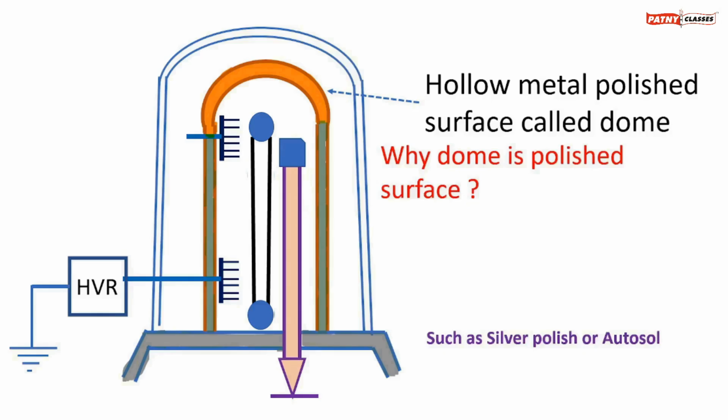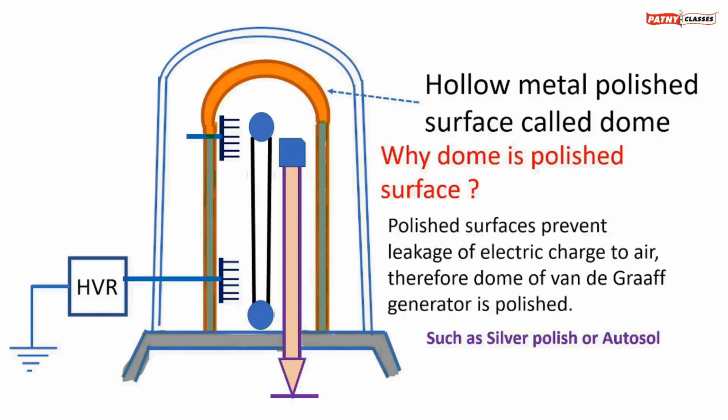Now, important question, why is the dome a polished surface? The answer is, it is polished to prevent leakage of electric charge to air. If it is not polished, due to rough surfaces, there may be leakage of electric charge to air due to the corona effect. Now, we use silver polish or Autosol for polishing the dome surface.